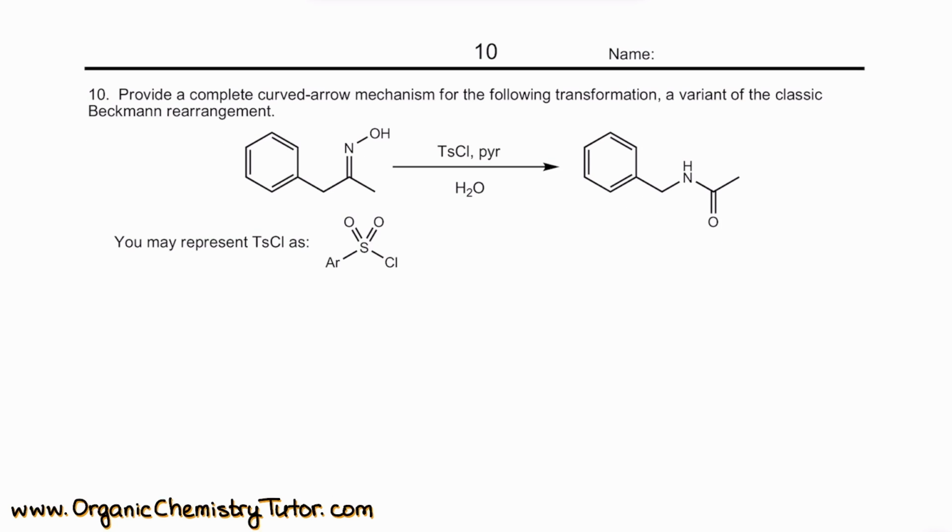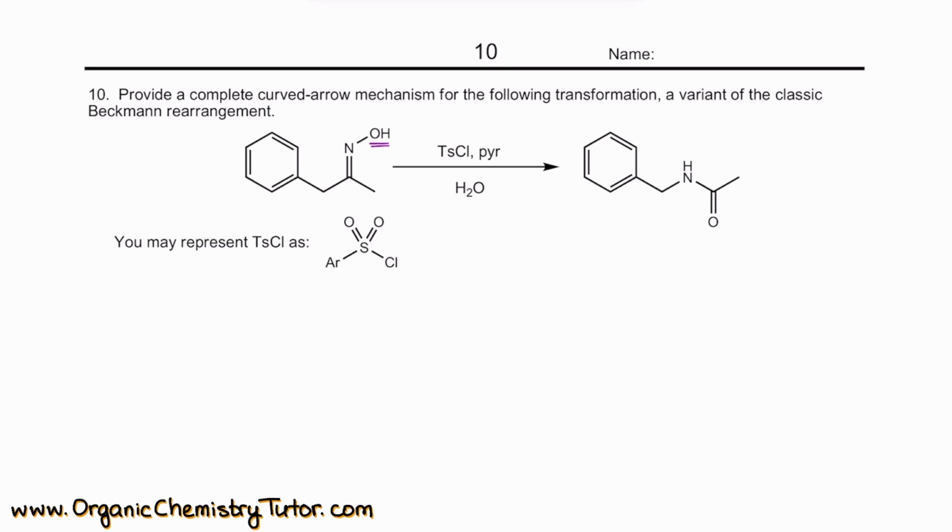Okay, so here looks like we have a mechanism question. Provide a complete curved arrow mechanism for the following transformation, a variant of the classic Beckmann rearrangement. Well, Beckmann rearrangement, if you are not familiar with that one, is typically done in acidic conditions when we are going to be protonating this OH group, converting that into a good leaving group, and then from there magic happens. In this case, we don't have acidic conditions, but instead we have tosyl chloride in the presence of pyridine, and looks like we have aqueous conditions here.